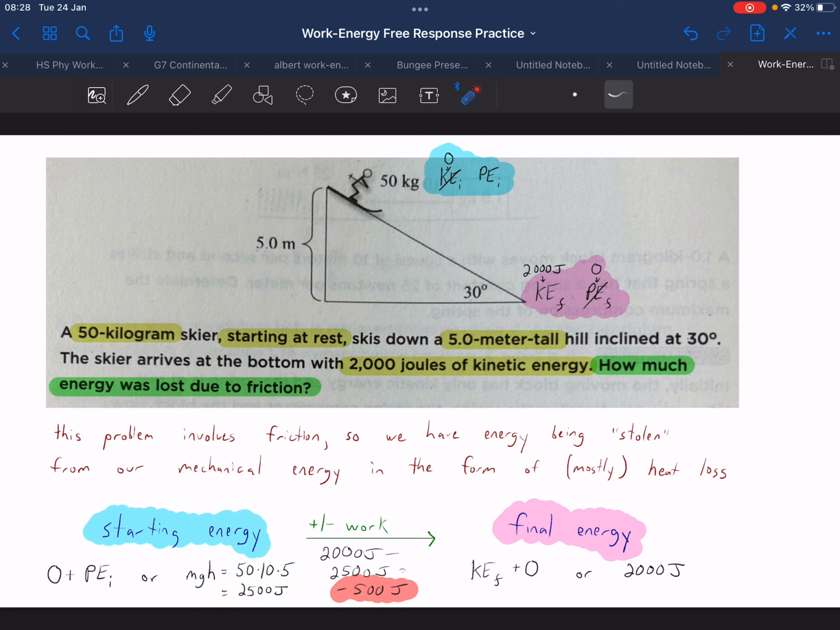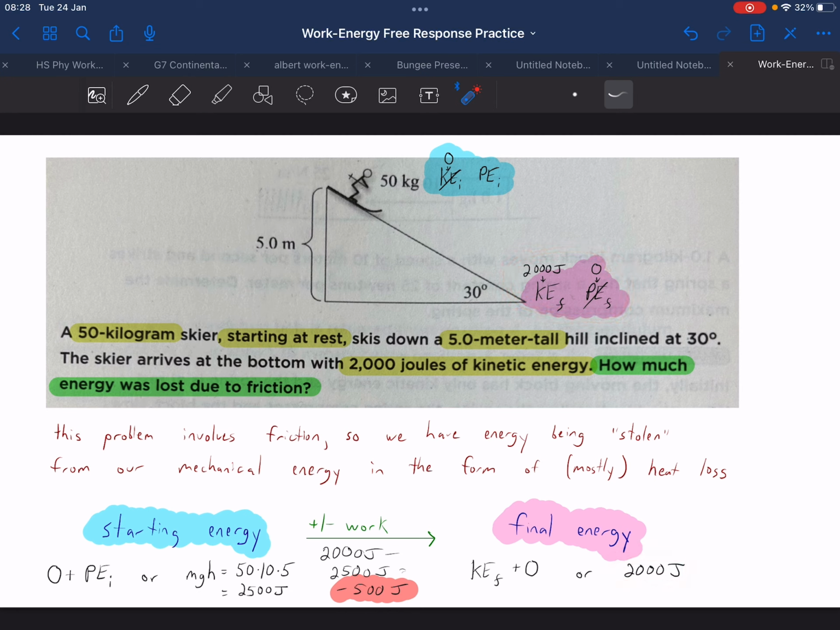Okay, now if we look at the final energy right here, at the bottom of the hill, the problem tells us that he's got 2,000 joules of kinetic energy. Okay, so we don't have to calculate 1/2 mv squared. We are given that energy. Potential energy is 0 because it's at the ground. So our final energy, final mechanical energy, is 2,000 joules.